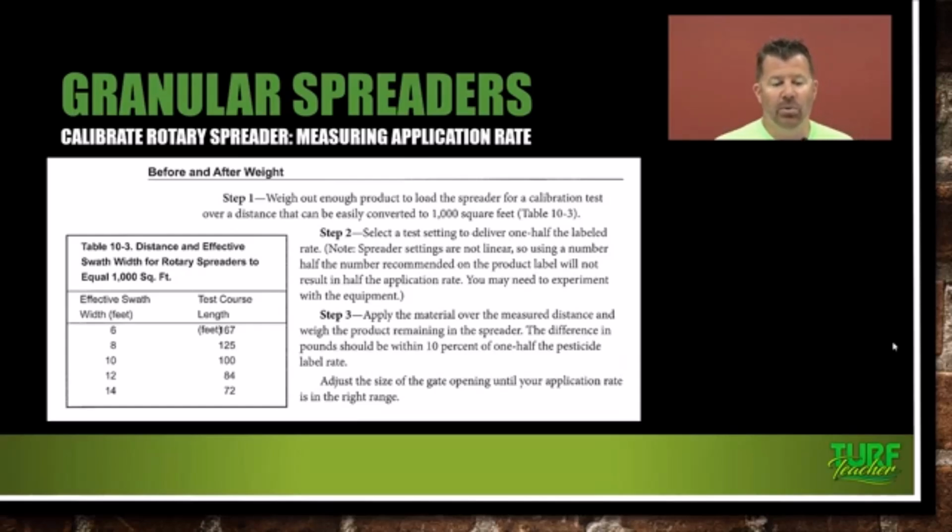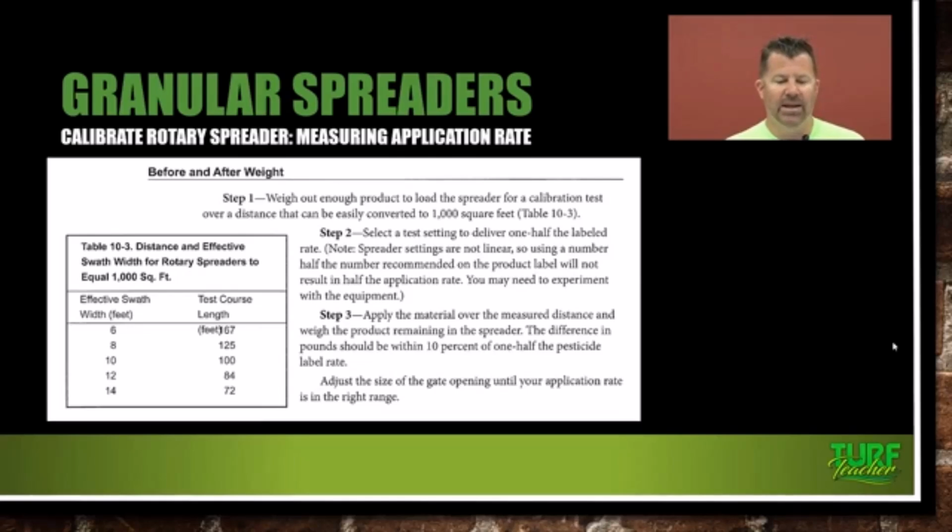Step 2, select a testing setting to deliver 1/2 the labeled rate. Note, the spreader settings are not linear, so using a number half the number recommended on the product label will not result in half the application rate. You may need to experiment with the equipment. Get familiar with it, know it.